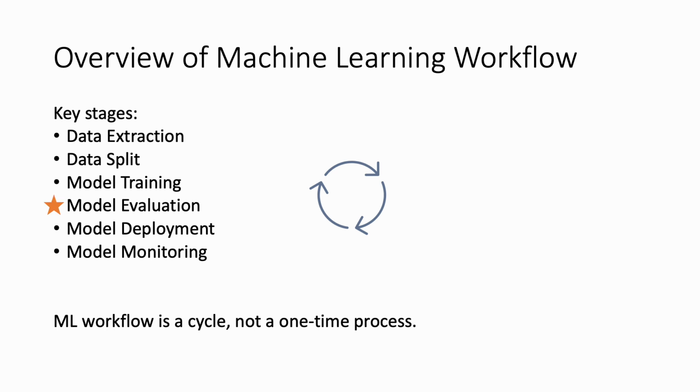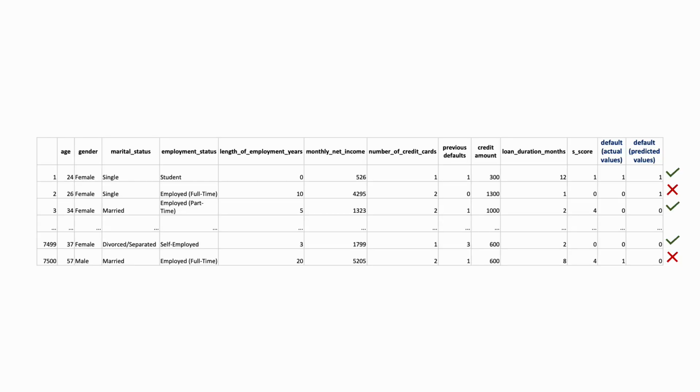After training, we need to evaluate how good our trained model actually is. We use the separate testing dataset we created earlier. We take the testing dataset, check what the model predicts, and compare the predictions against the actual values. This step helps us understand the model's performance and identify any weaknesses.